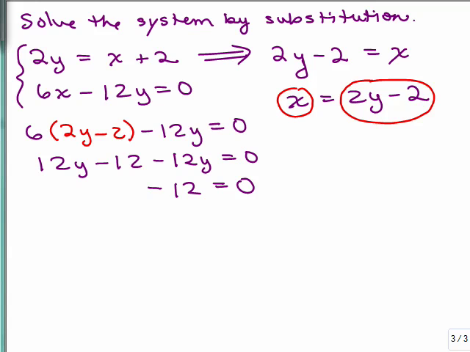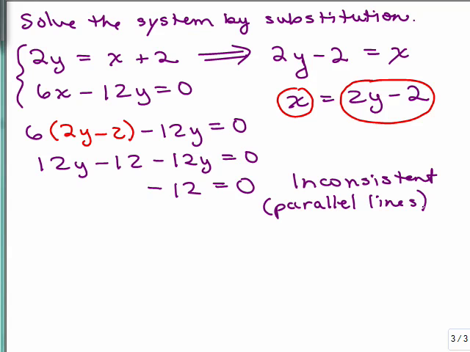So this is one of those occasions where any time you solve and you get a false statement, this is an inconsistent system. Do you remember what that means graphically if you get an inconsistent system where there's no solutions? It means they must have been parallel lines. So if you would have solved the first equation for y and the second equation for y and put it in slope-intercept form, they'll end up having the same slopes but different y-intercepts.